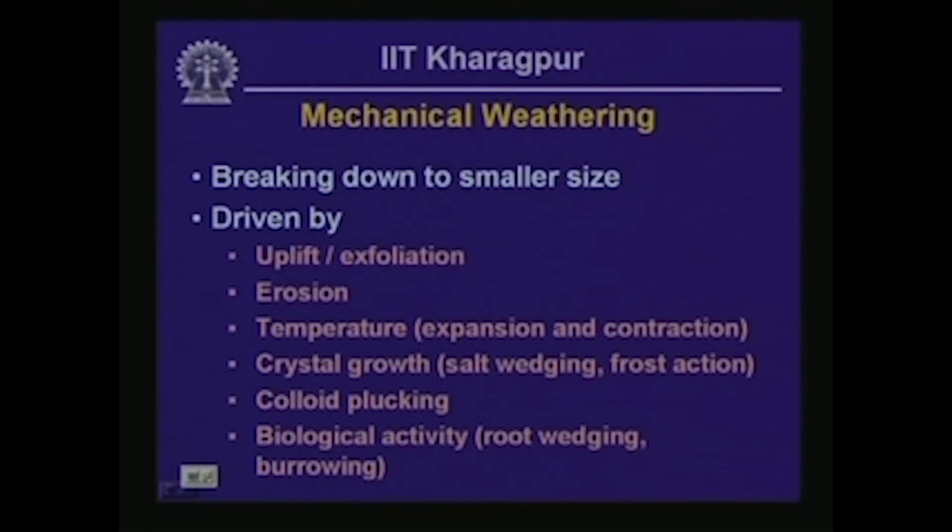Second thing is erosion. Because of erosion, rock masses could be chipped by the agents of erosion. We will see more details about this a little bit later. And then temperature is another agent. Temperature can trigger expansion and contraction within the rock mass, and that may lead to the breaking of the rock mass and weathering of the smaller pieces.